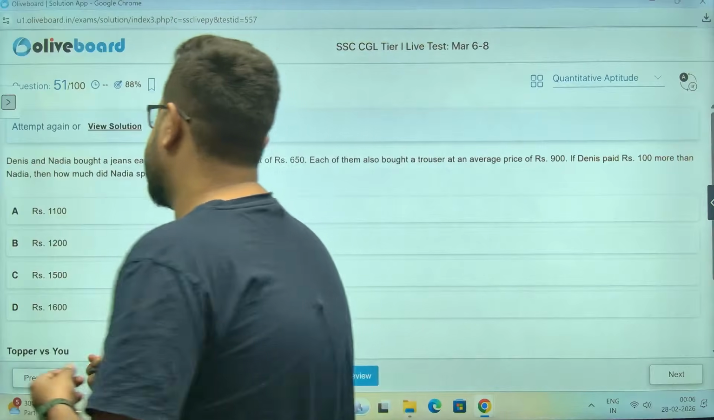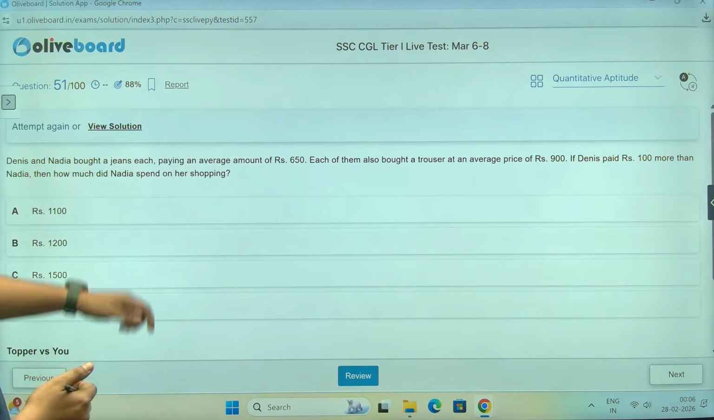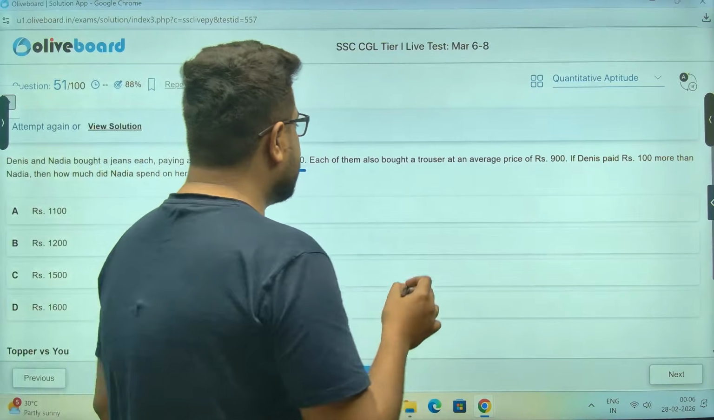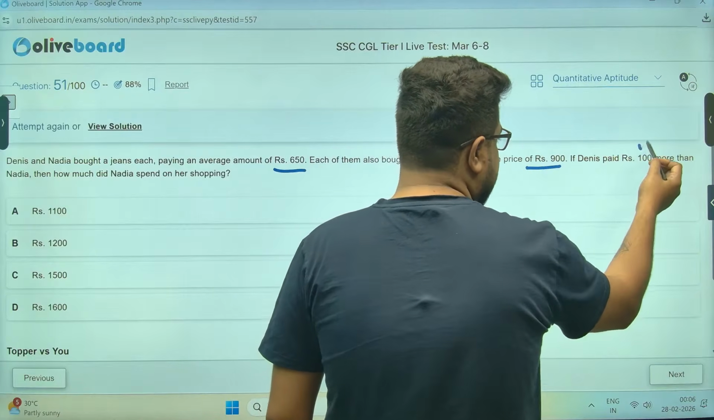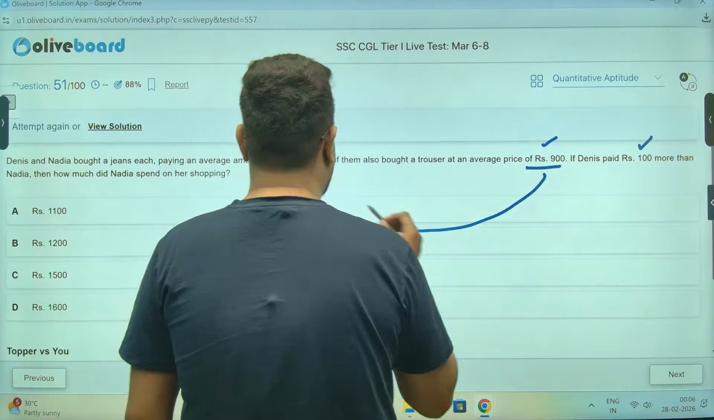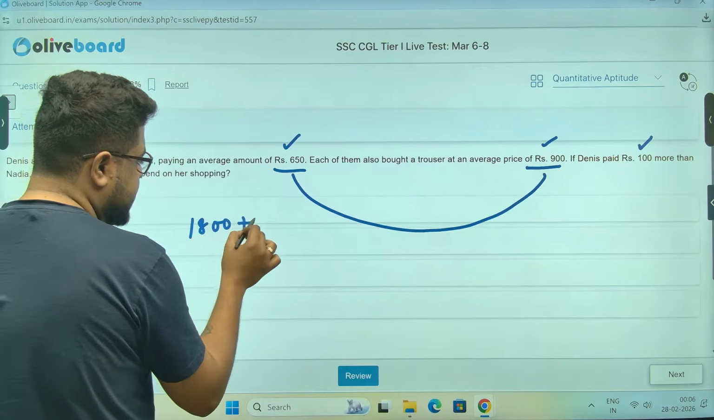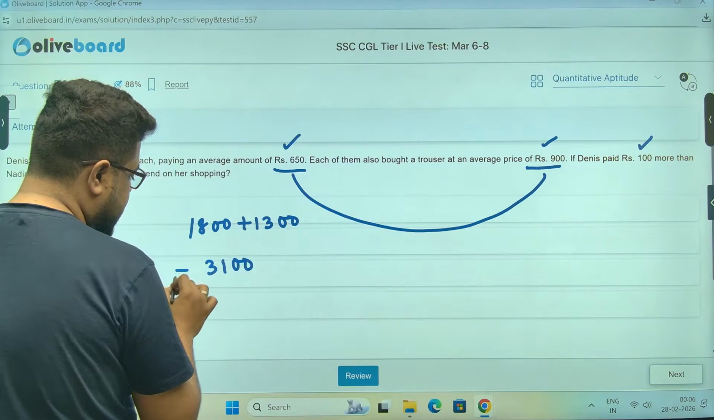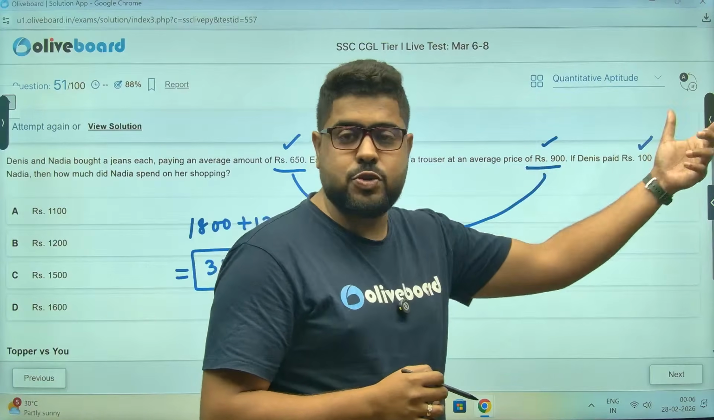Chalo, sir, let's start. Dennis and Nadia bought jeans each. Average amount 650 rupees. Each of them also bought a trouser. Average is 900. Dennis paid 1800, and Nadia paid 1300. So in total, 3100. Now, somebody has paid more than somebody. Dennis has paid 100 rupees more.